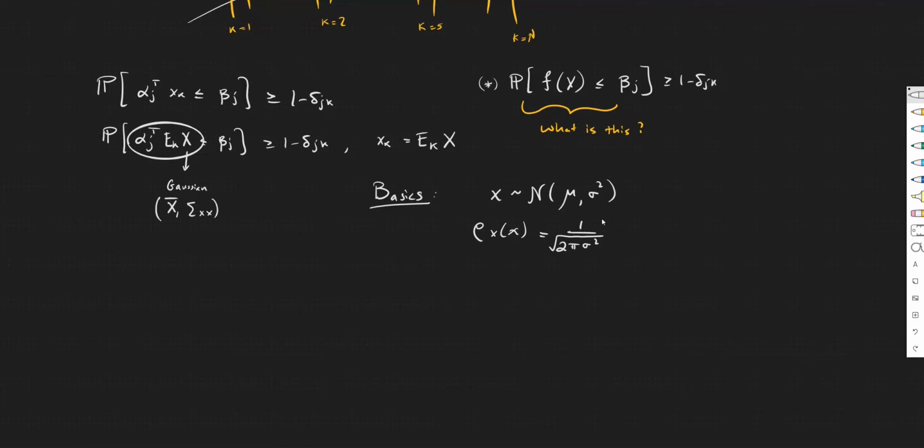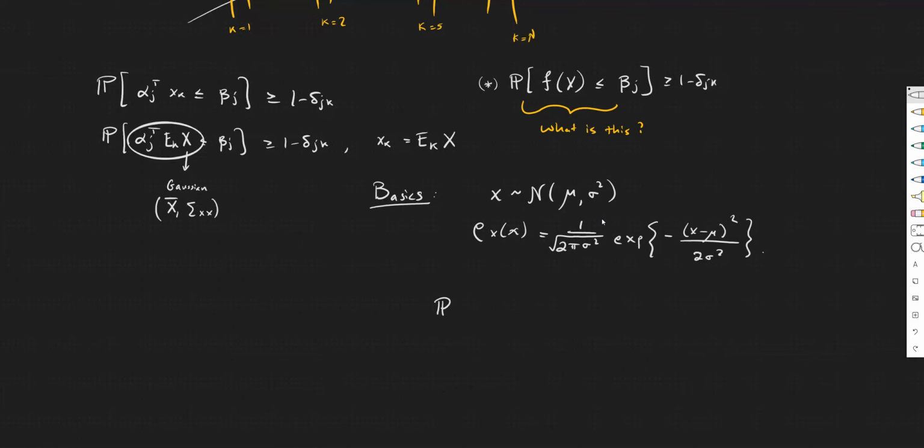So we have a one-dimensional random variable. It has a mean mu, it has a variance sigma squared, and its probability density function, which I'm going to write as rho, is equal to 1 over the square root of 2 pi sigma squared times the exponential of negative (x minus mu) squared over 2 sigma squared. This is the probability density of the random variable.